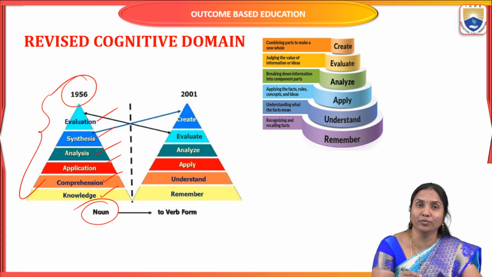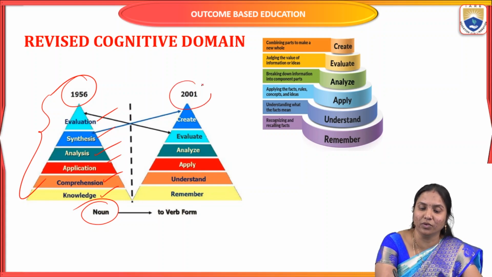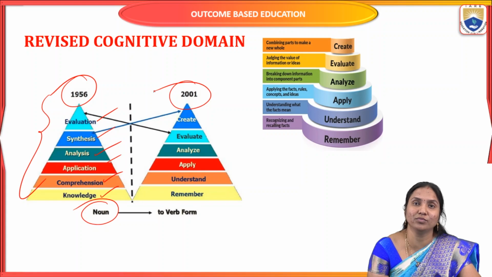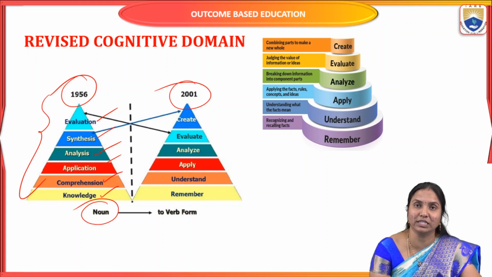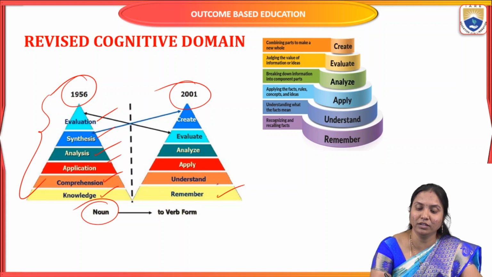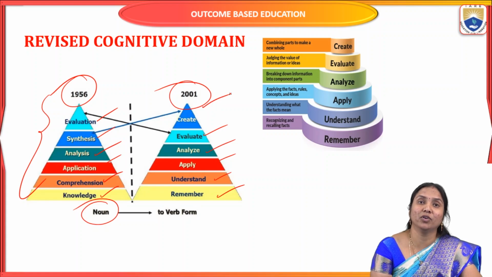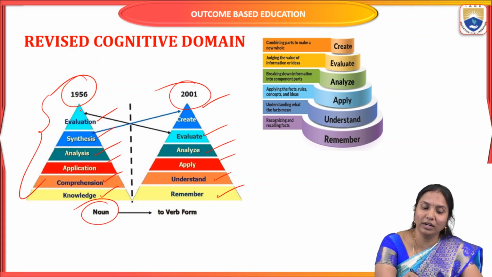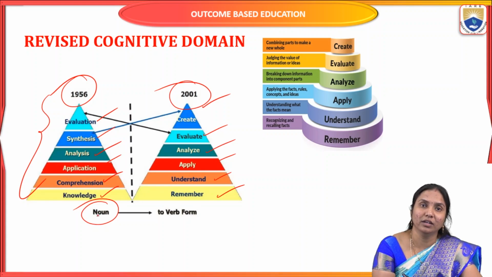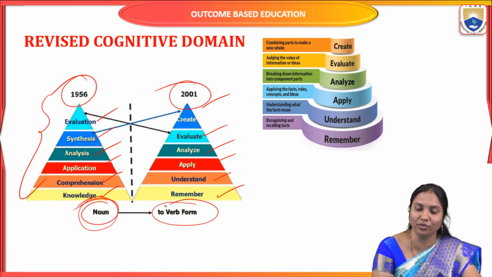But Bloom's taxonomy was revised in 2001. The revised version also involves a total of 6 steps: remember, understand, apply, analyze, evaluate and create. What is the difference between the old and new Bloom's taxonomy levels? In the old Bloom's taxonomy, all the levels in the pyramid are in noun form. In the new Bloom's taxonomy, all are in verb form.